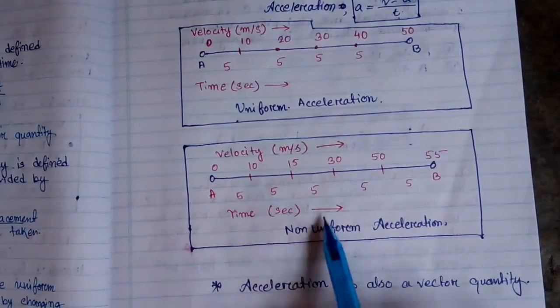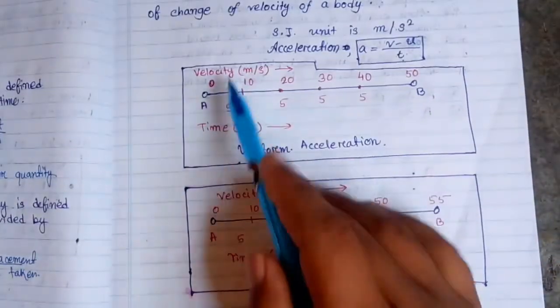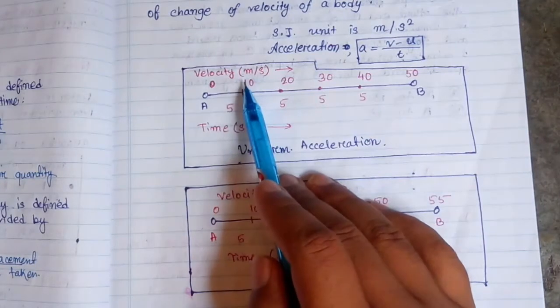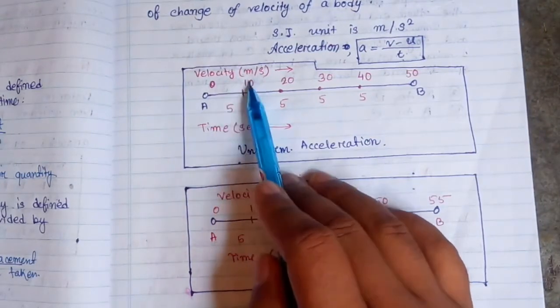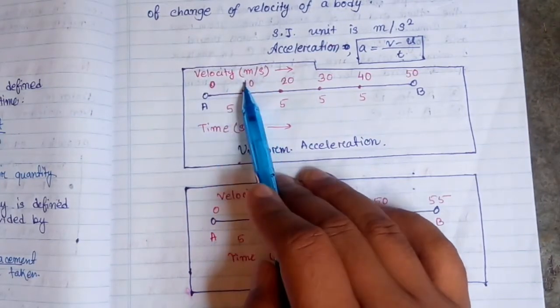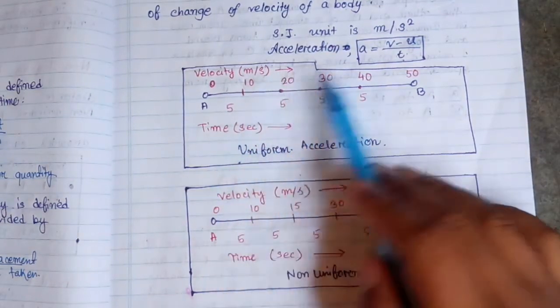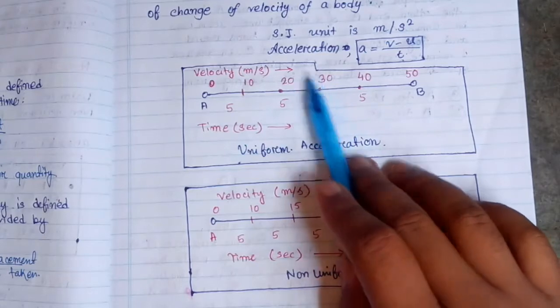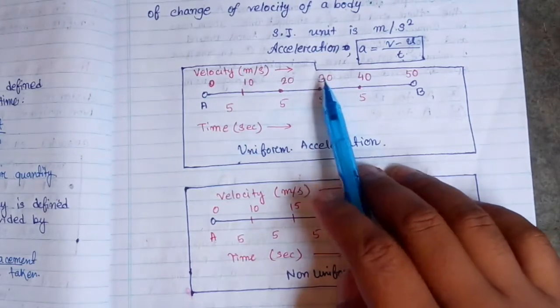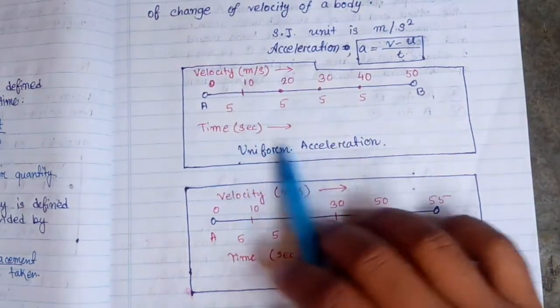Now see, this is uniform acceleration. That means after each 5 seconds the velocity increases by the same amount, that is 10. Here also the increment is 10, here also 10. So the change in velocity in each time interval is 10, and this is called uniform acceleration.